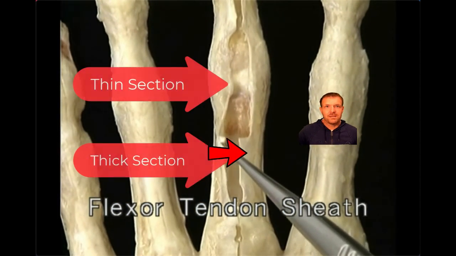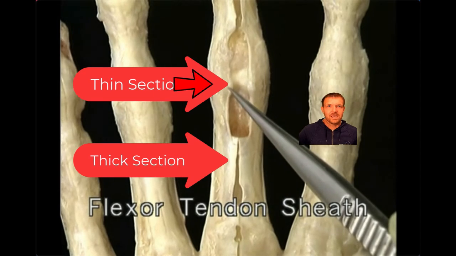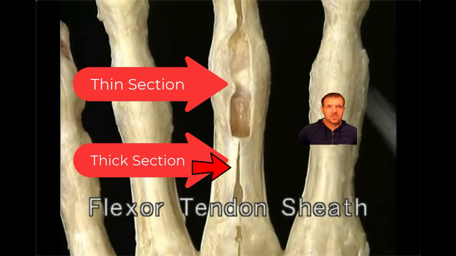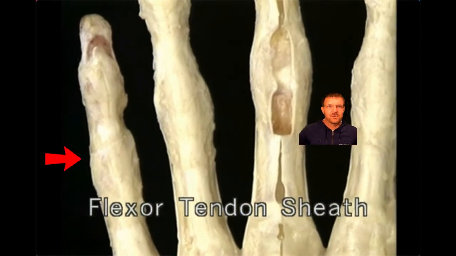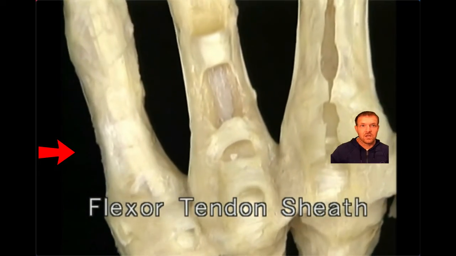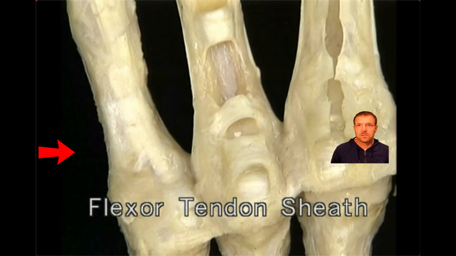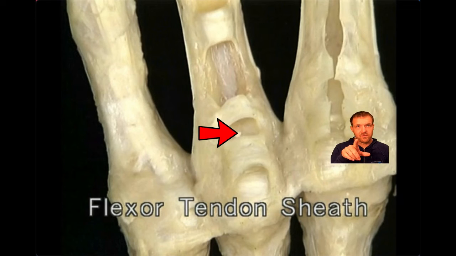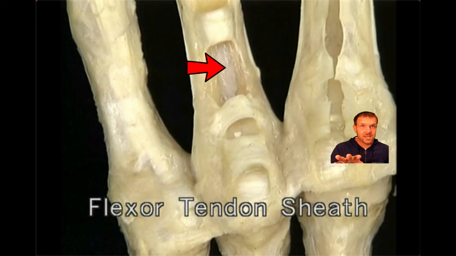So we've got a thin section and a thick section. So there's a thin section there and there's a thick section there. And those thin and thick sections look like this. If I just pause that there. So these are your pulleys. So there's a thickened section there. So they've dissected away the thin. There's another, that's where the thin section would have been, and there's another thick section there. So these are what the finger pulleys are. Okay, this is what they look like.